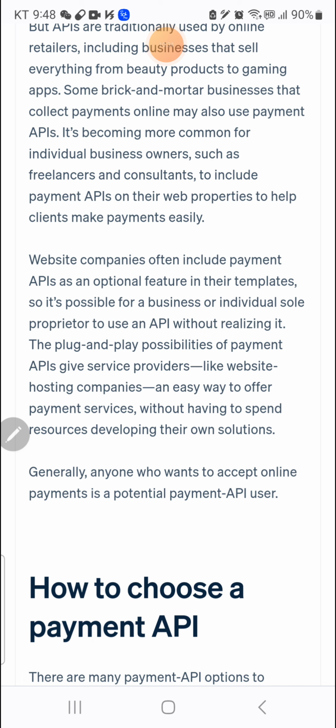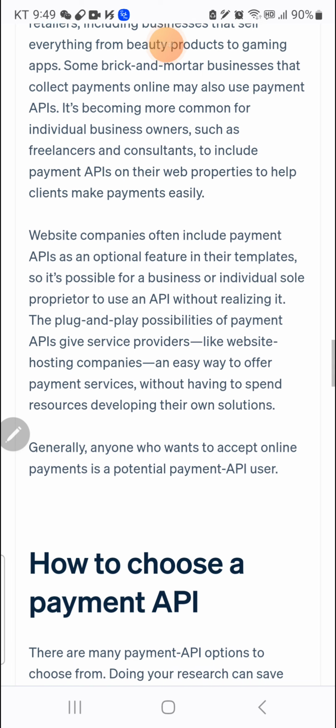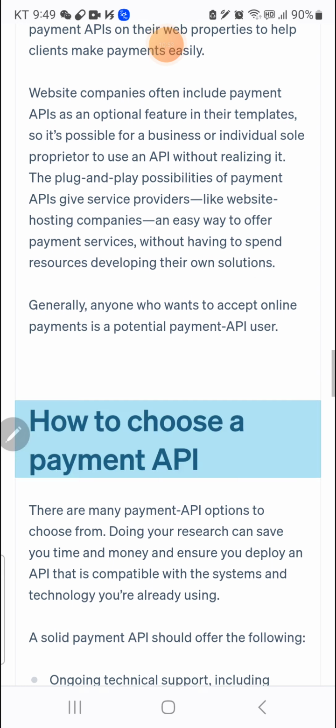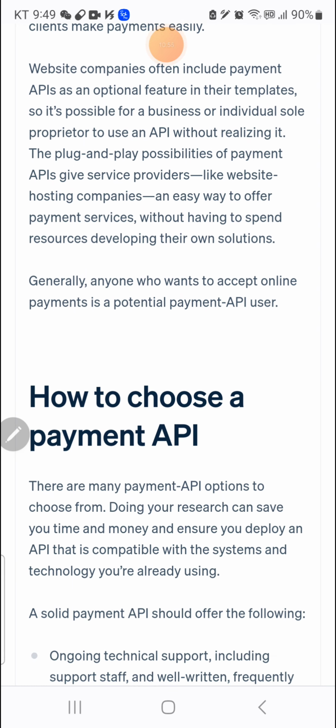The plug-and-play possibilities of payment APIs give service providers, like website hosting companies, an easy way to offer payment services without having to spend resources developing their own solutions. Generally, anyone who wants to accept online payments is a potential payment API user.